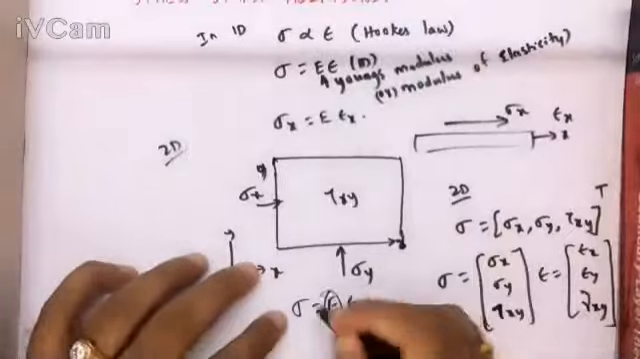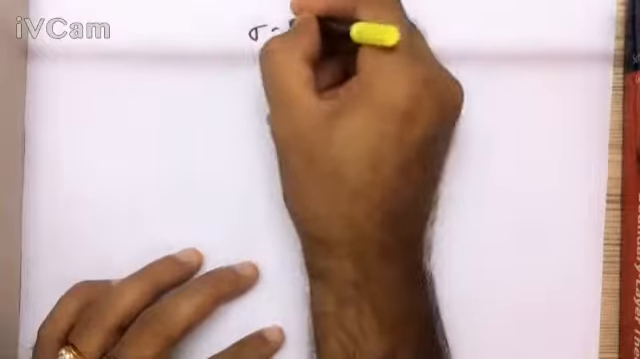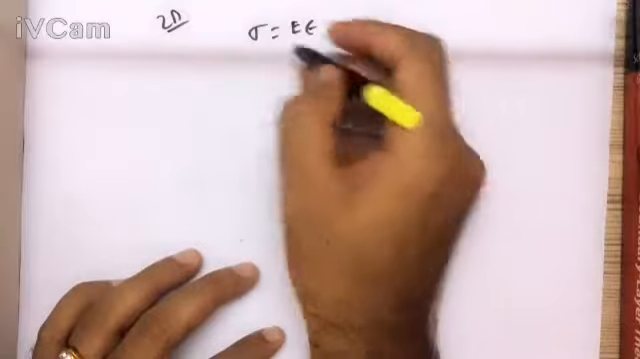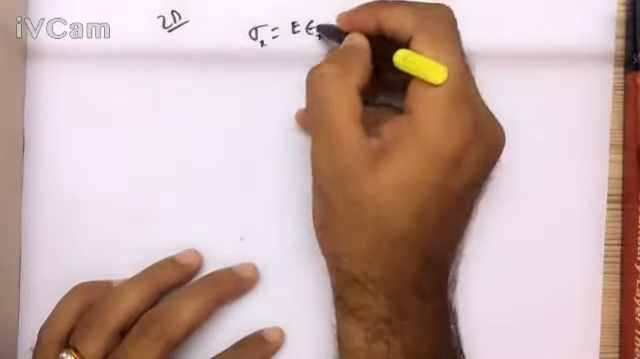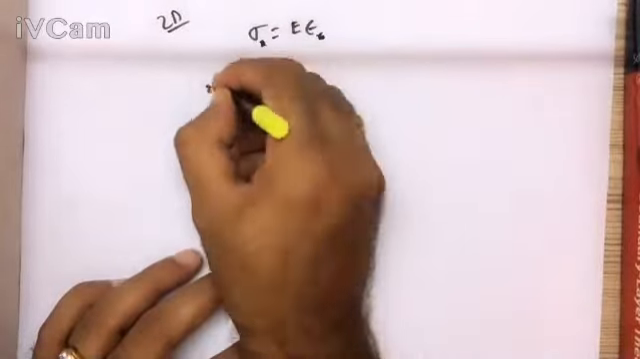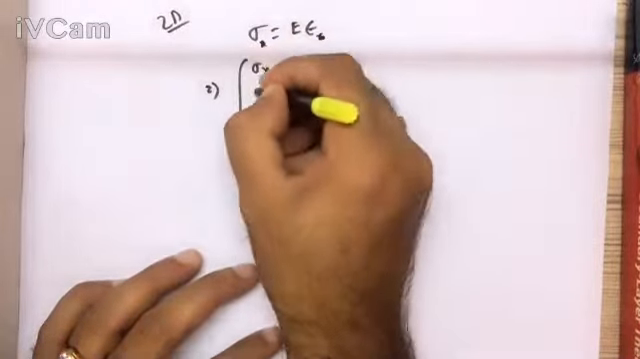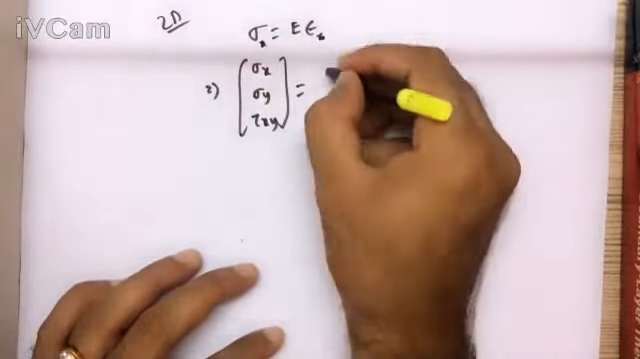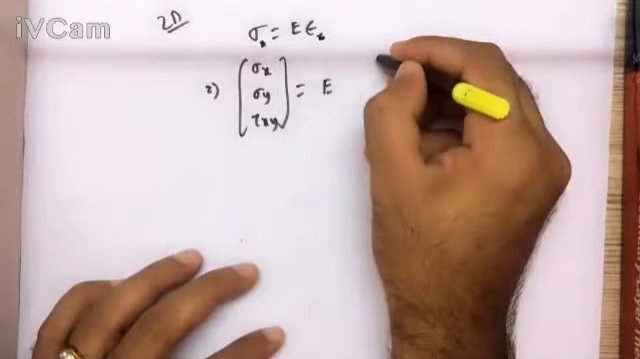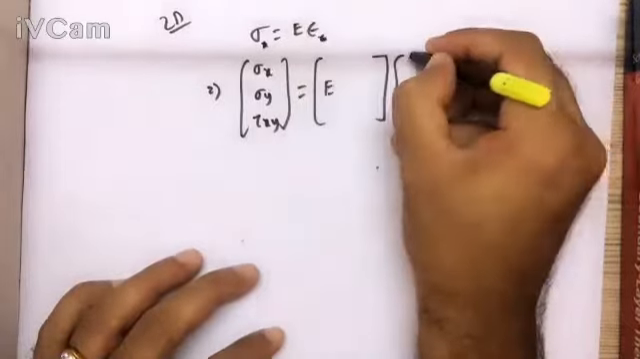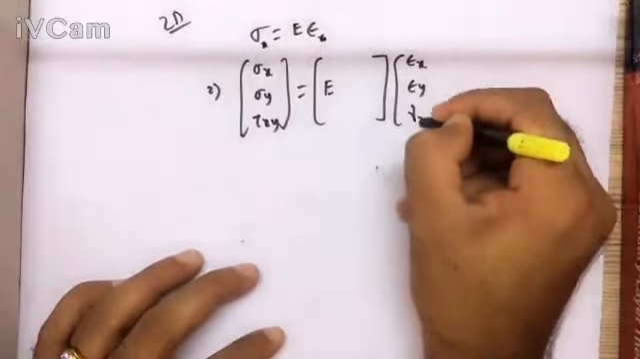And this can no longer be simple, I'll show you here. So sigma is equal to E into epsilon. For 2D, it is not simply x. I cannot put sigma x is equal to E into epsilon x. No, that is only for 1D. Here I have both x and y. So how can I write this? I have to write in a column matrix. It's sigma x, sigma y, tau xy is equal to, for time being, let us call it E, into the strain matrix: epsilon x, epsilon y, gamma xy.